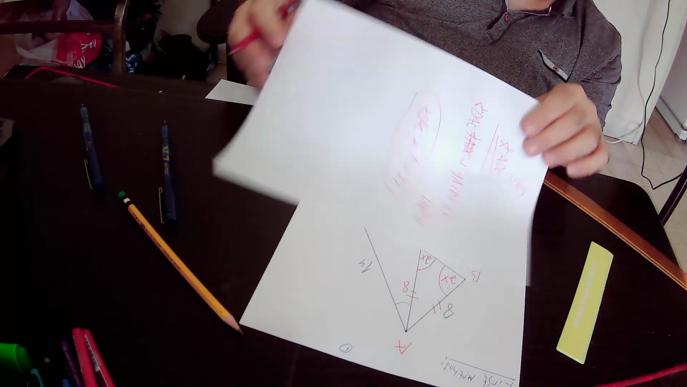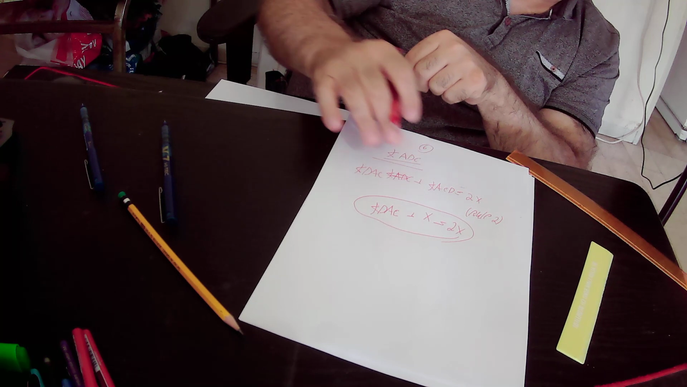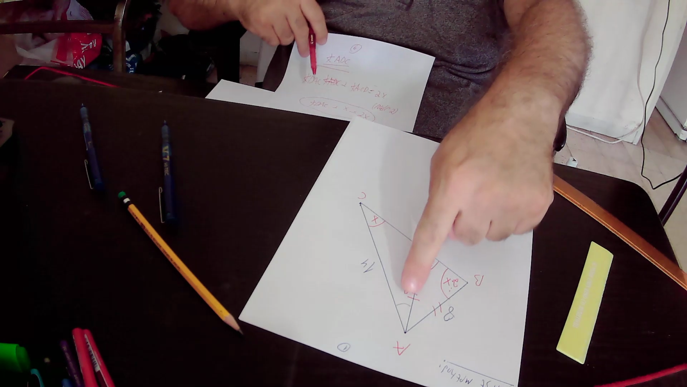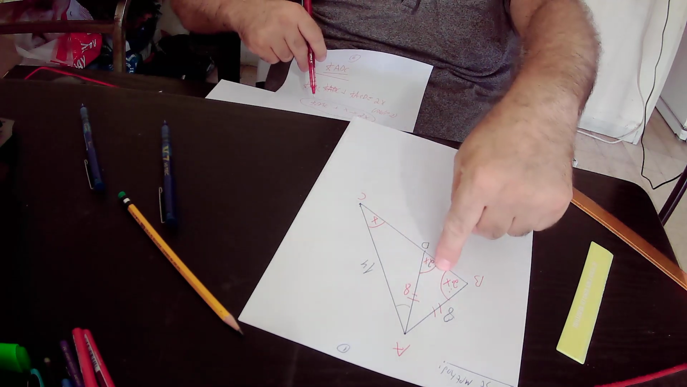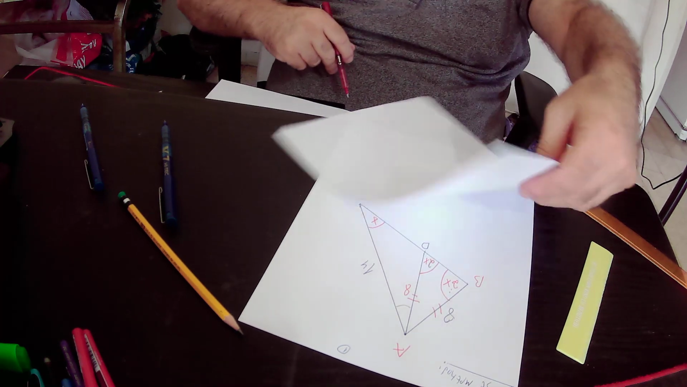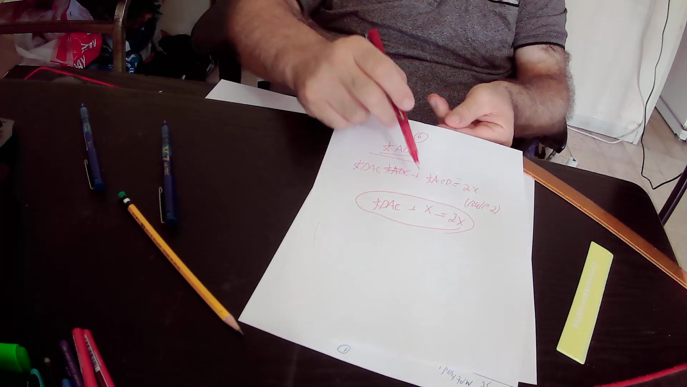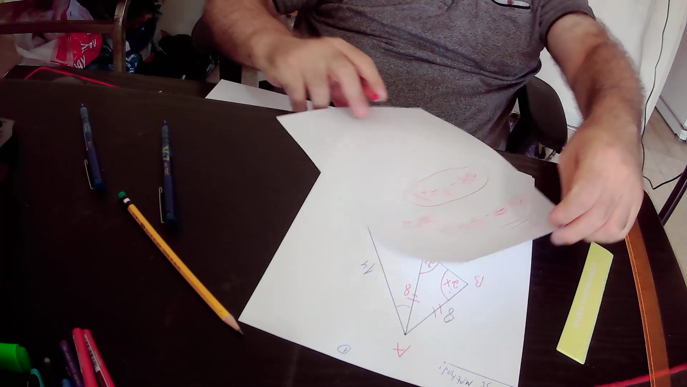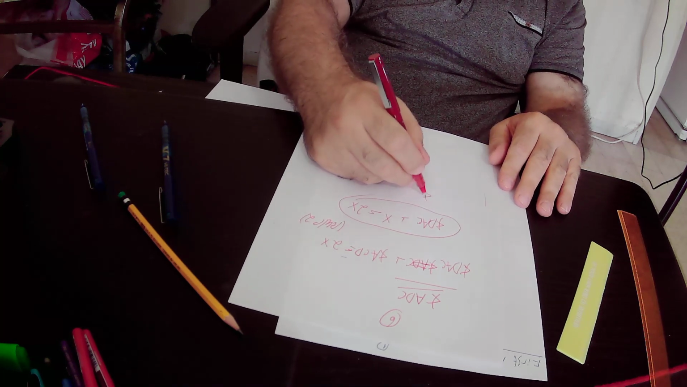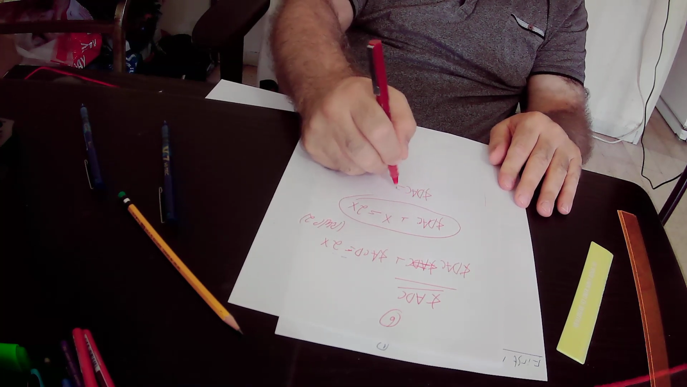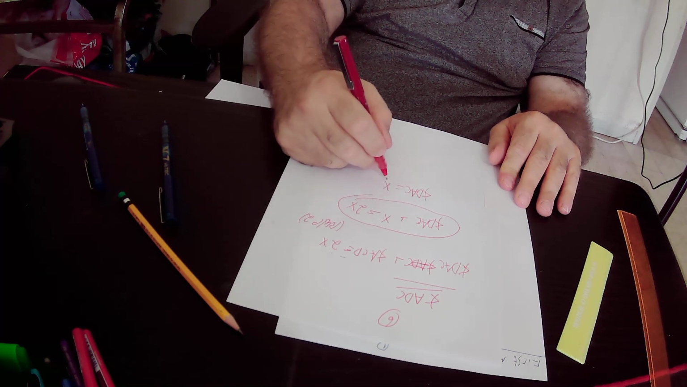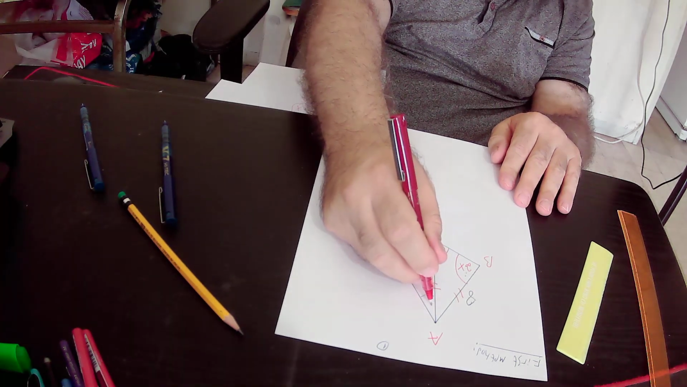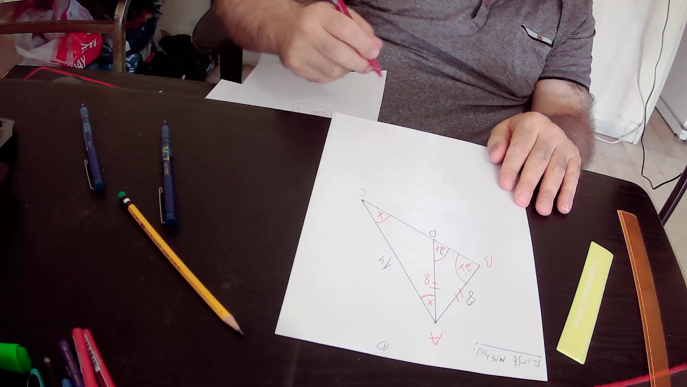So this is correct according to rule number 2. Angle DAC plus angle x equals to 2x. So here we can subtract x from this equality, and we will get that angle DAC equals to 2x minus x, which is x. So angle DAC equals to x.